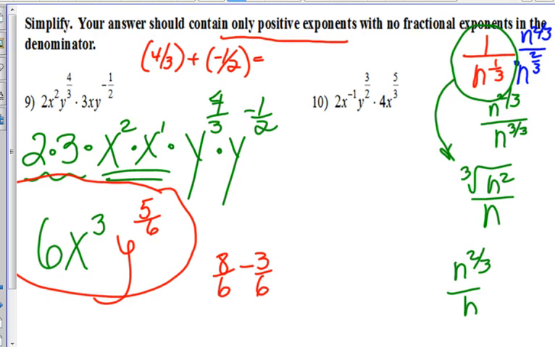All right, so I don't know if we can squeeze this little one in here. We can try. We have a 2 and a 4, which give us what? 8. We have an x to the -1 and an x to the 5/3, which is actually -3/3 and +5/3. If we add those, we get what?